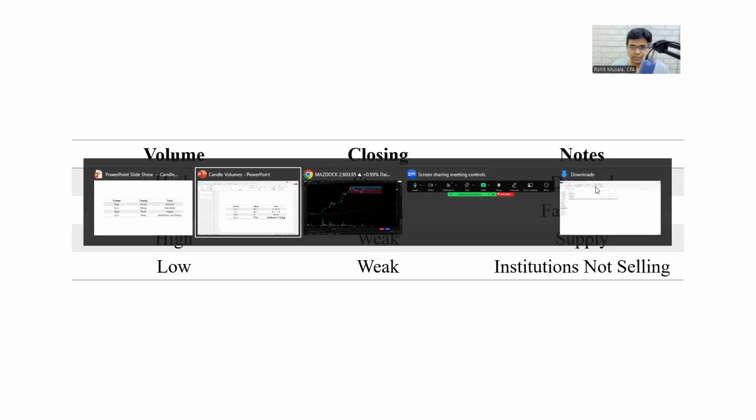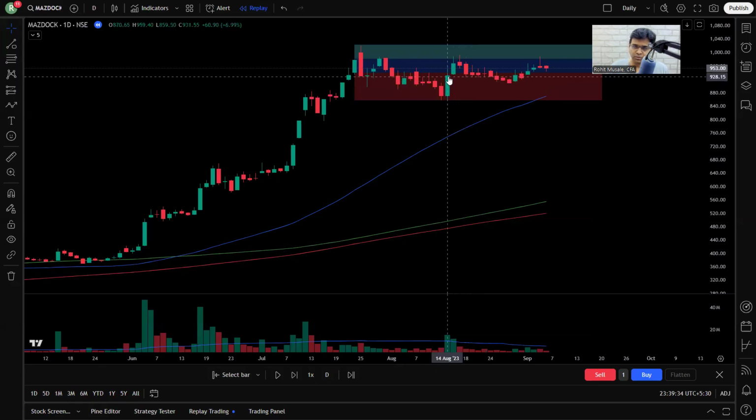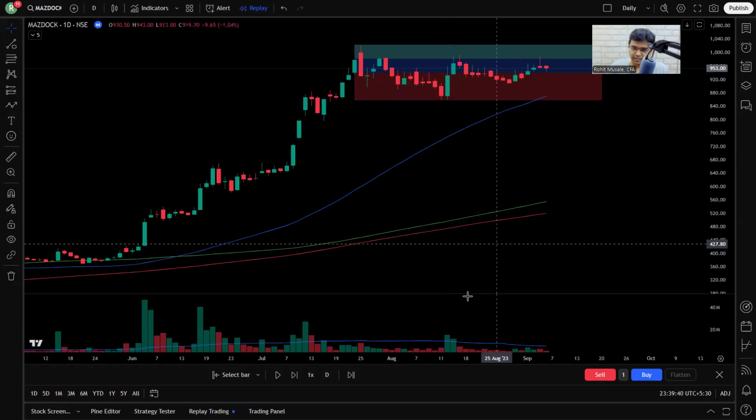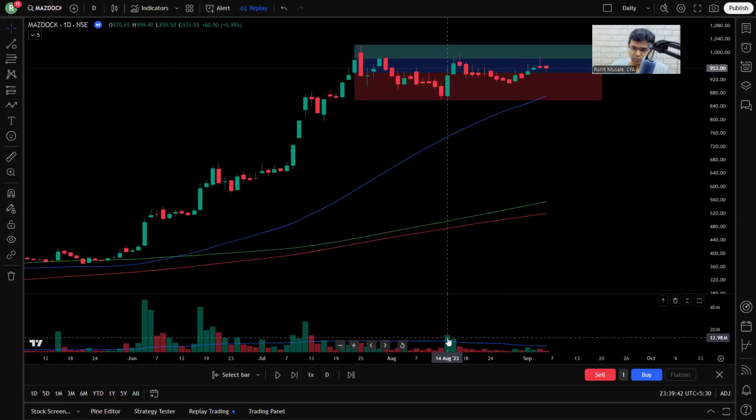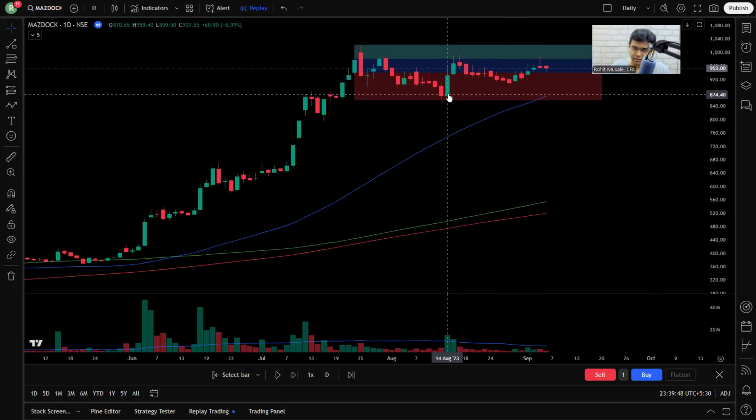So have a look at this. Inside the base, you have this candle. It has a strong closing because the closing is above the midpoint of that candle, and the volume bar is above the blue line. So that is a high volume, strong closing candle. So this indicates demand. So institutions bought the stock on this day.